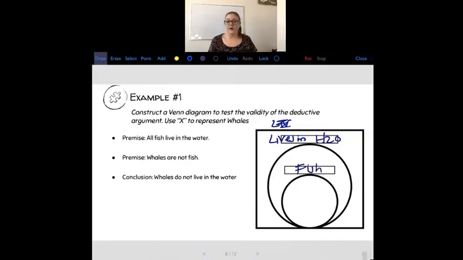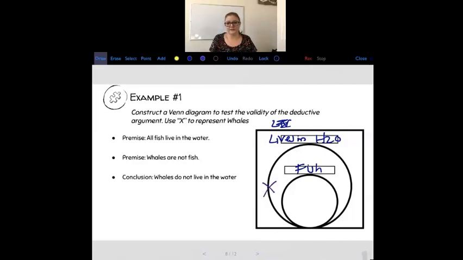Premise number 2, whales are not fish. So think about what this means. If whales are not fish, that's all we know. So that means whales could be here or here based on this premise. Since whales could be here or here based on knowing that whales are not fish, we put the X on the edge of the circle.